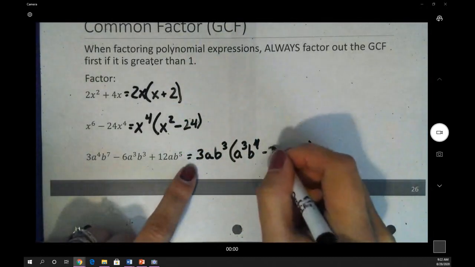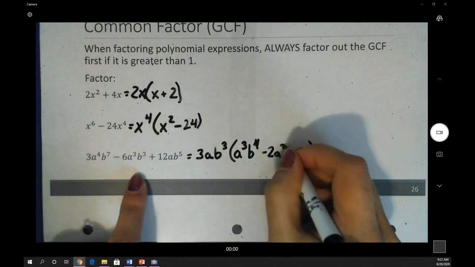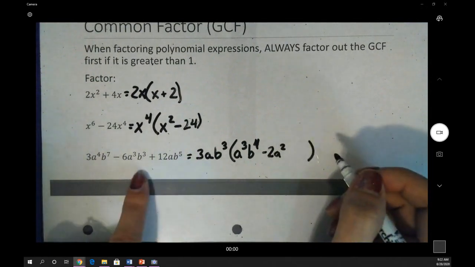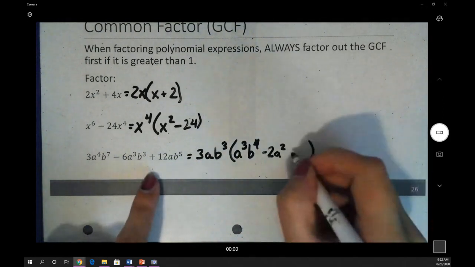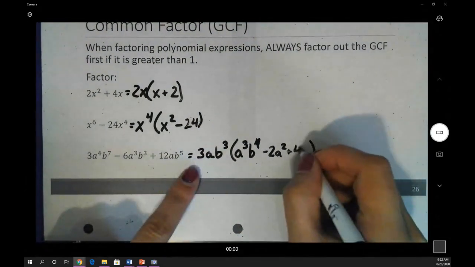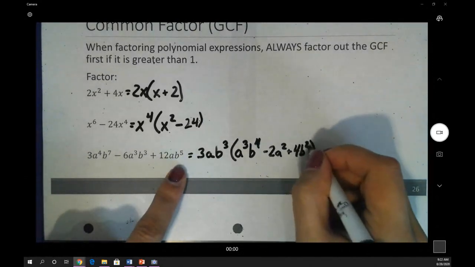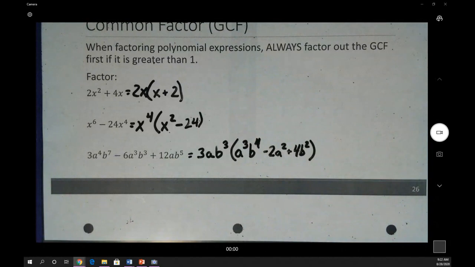6 divided by 3 is 2. We pulled out one of the a's, so we have 2 left. And we pulled out all of the b's, so we don't have to worry about those. Then we have a plus sign. 12 divided by 3 is 4. We pulled out the a. We have 2 factors of b left. So this factors into 3ab cubed times a cubed b to the 4th minus 2a squared plus 4b squared.